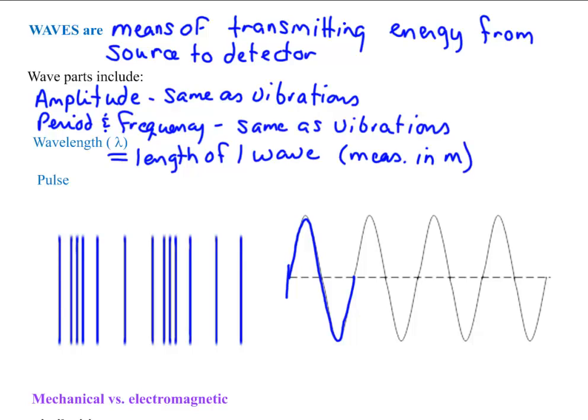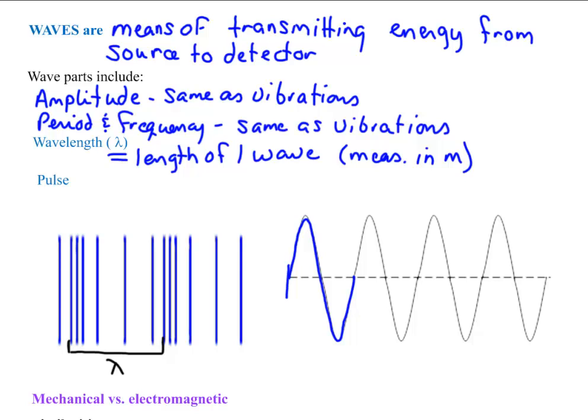The other way of representing a wave is the diagram on the left. If we start right here, we look for where that pattern repeats, and there we have one wavelength for this way of representing a wave. We'll talk about the difference between these two ways of representing waves in a little bit.